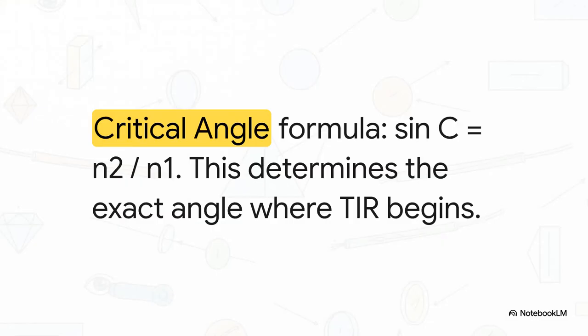And straight from Snell's law, we get this beautiful, incredibly simple formula to find the exact critical angle for any two materials. The sine of the critical angle equals the refractive index of the rarer medium divided by the denser medium. So let's say we take glass, which has an index of 1.5, and air, which is a neat 1.0. We just divide 1 by 1.5. If we do the inverse sine on that, it gives us right around 41.8 degrees.